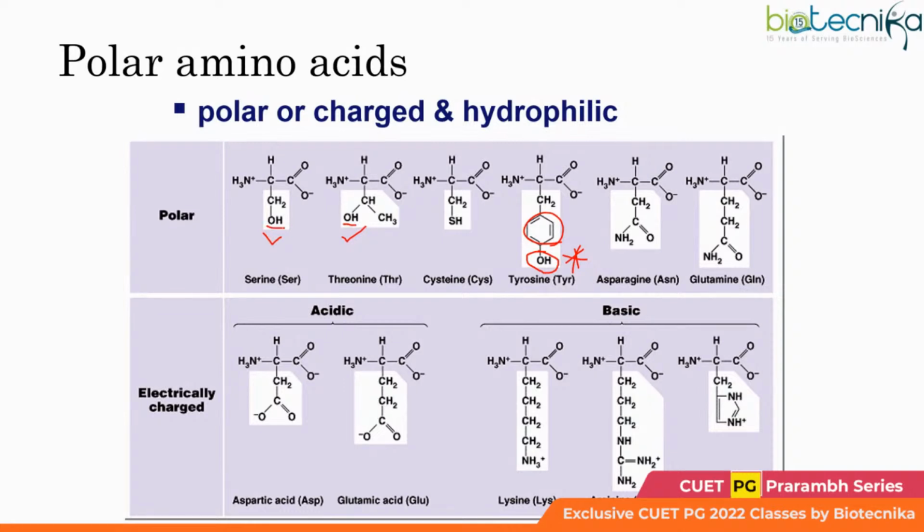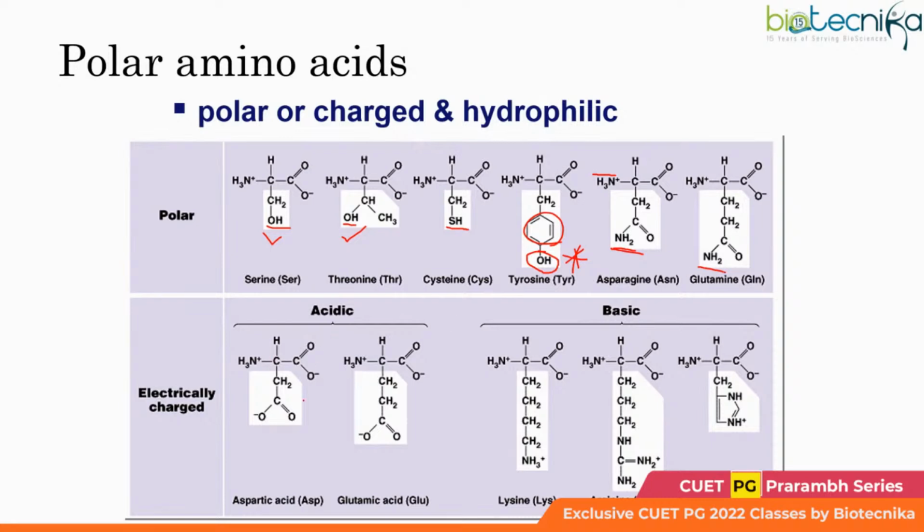You can see they are giving polarity. Because of these OH groups only, they are polar. Cysteine is polar, with an SH group. The amino group in asparagine is not the one present in the main chain; this is in the side chain. Even this one is present in the side chain.